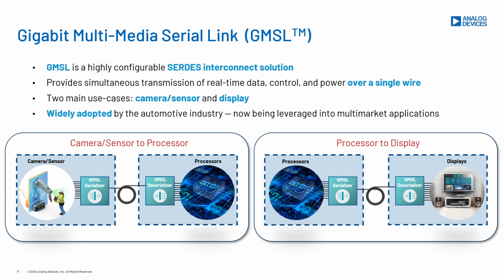GMSL devices are designed to support two main use cases. One is for cameras and sensors. You'll find them in cars, surround view systems, backup cameras, and driver monitor systems. The other one is for displays, and they can be found in your car's dashboard, central display, or e-mirrors, etc.